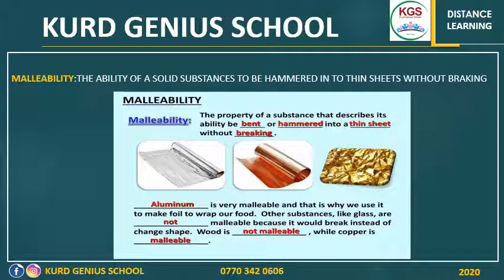Other substances like glass are not malleable. Why is glass not malleable? Because it would break instead of changing shape. Wood is also not malleable, because it will also break. While copper and tin are described as malleable, because they have the ability to be bent or hammered into thin sheets without breaking.